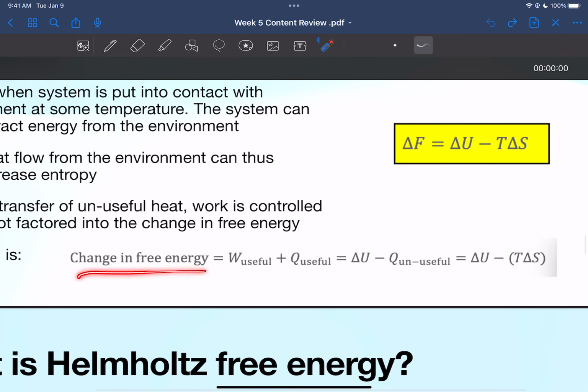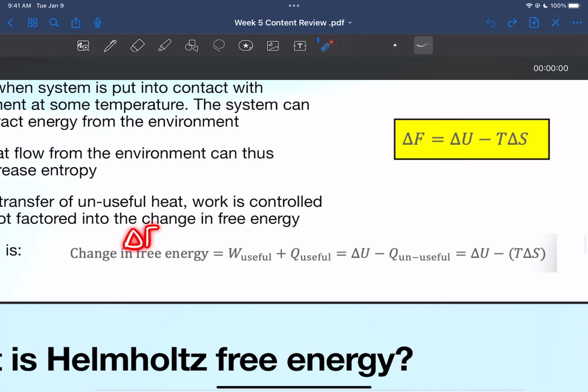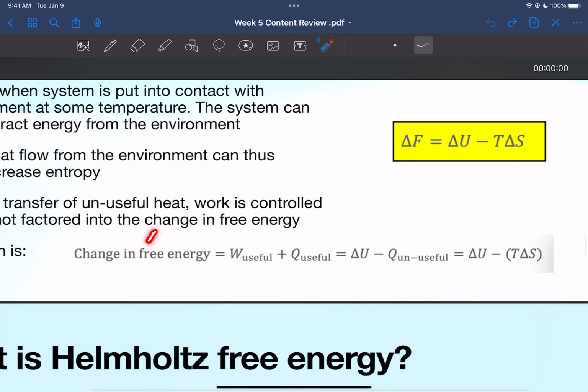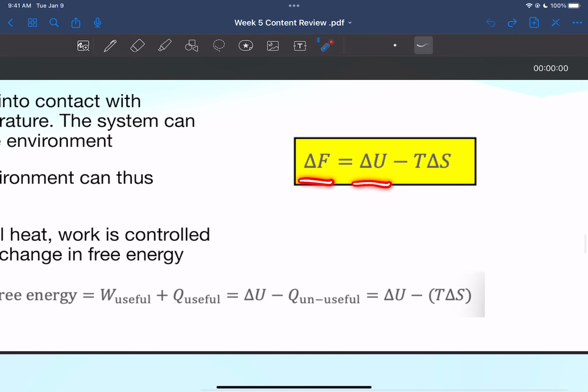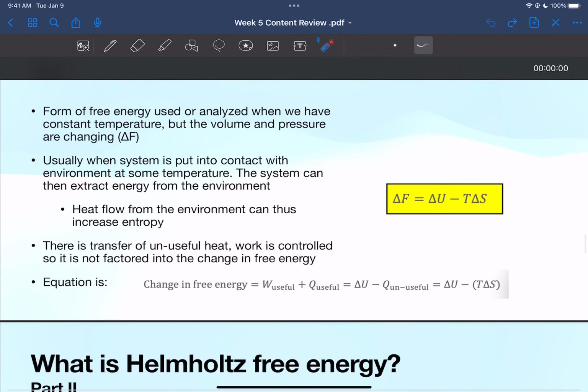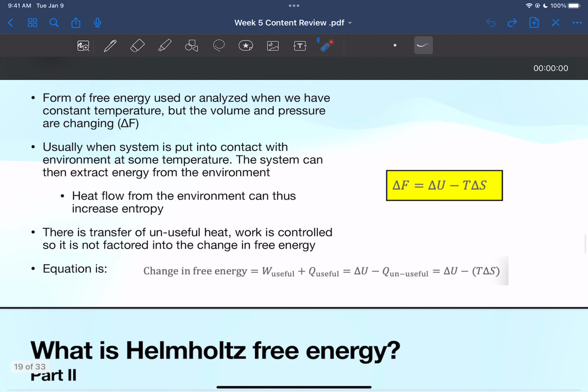So the change in the Helmholtz free energy, in this case, can be defined as the change in the internal energy minus just the unuseful heat. That gives us delta F equals delta U minus T delta S. You might be thinking, where did we go from Q unuseful to T delta S?